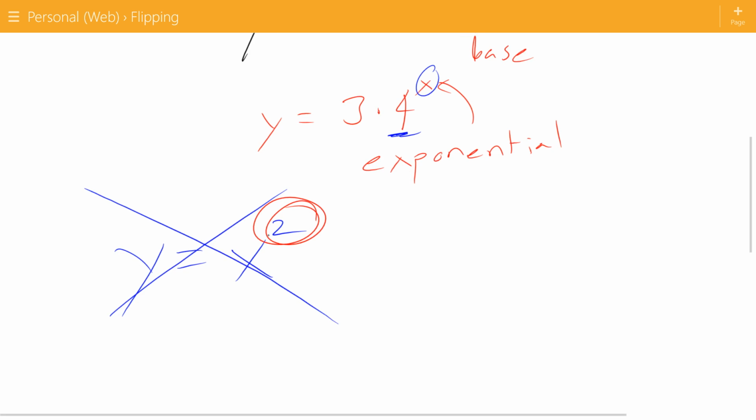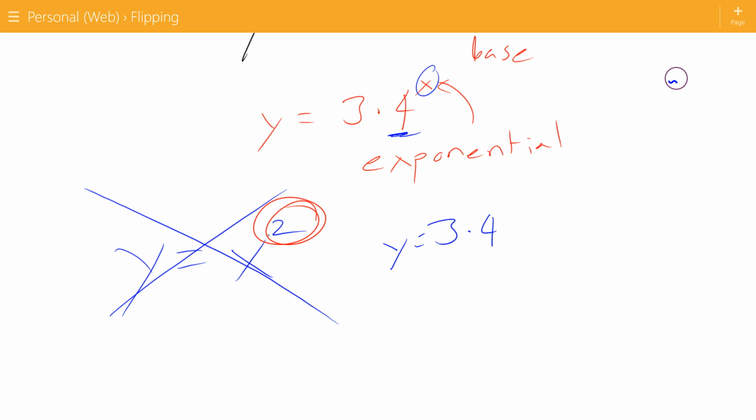Quite technically, you could have something else up there as well, like a coefficient. So you could have, if you wanted to get fancy, y equals 3 times 4 to the 2x. That's possible, but at the end of the day, what makes the function an exponential function is the fact that your variable is in the exponent.